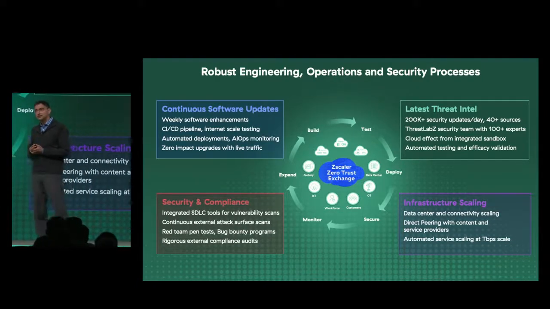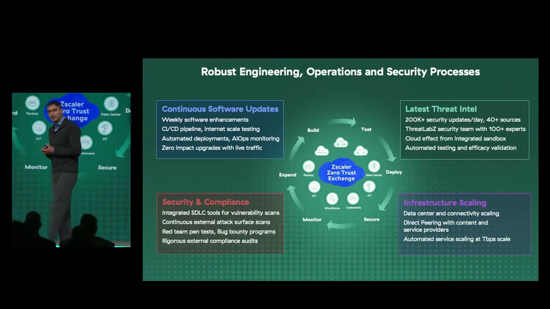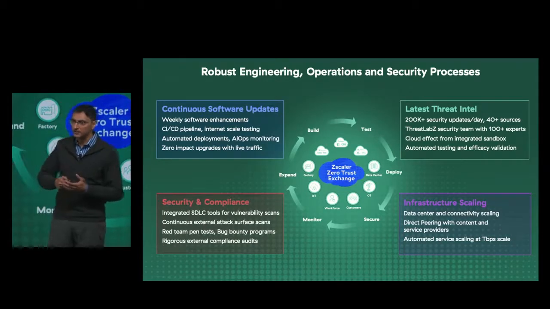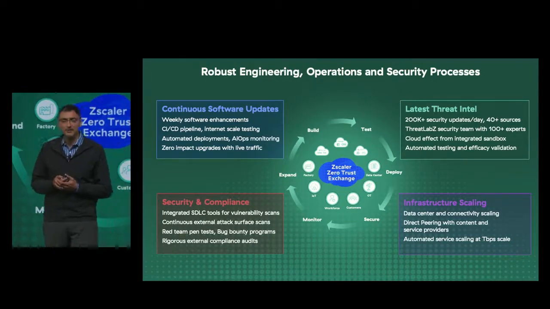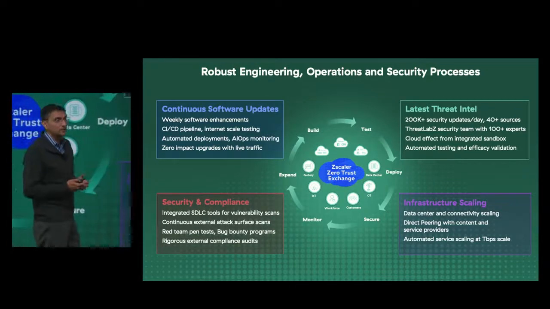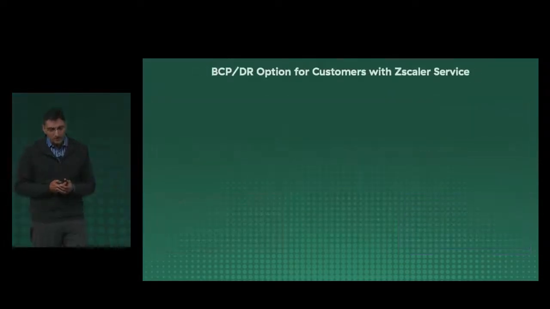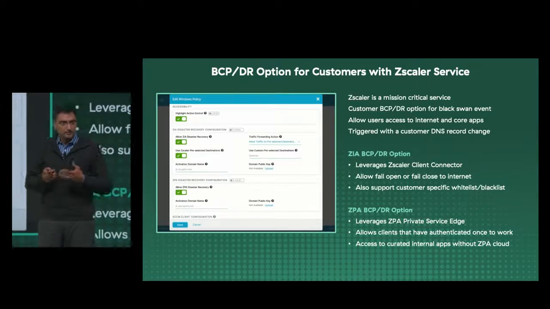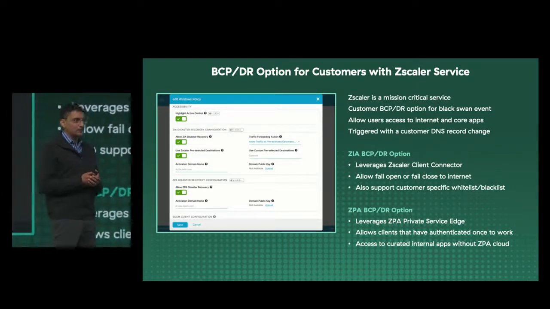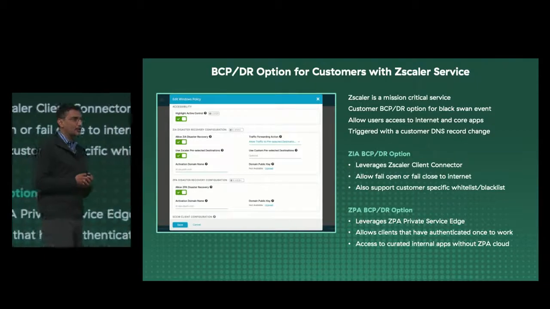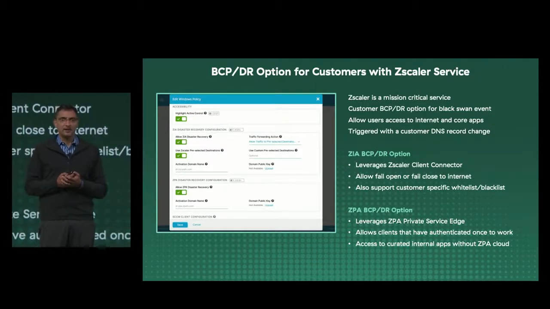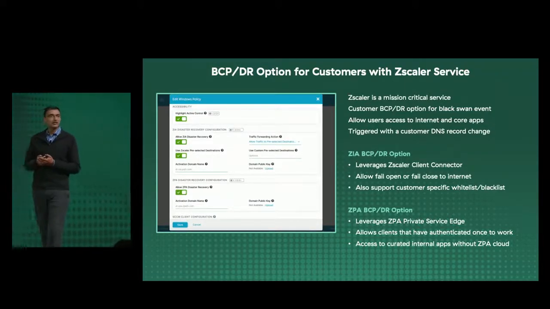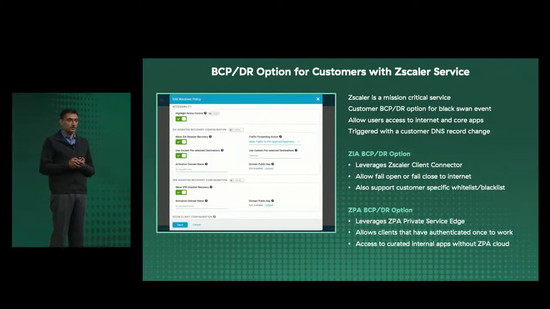Now, having said that, there could be black swan events. And we would like our customers to have what I call, in case of emergency, break glass, and have the ability to continue business for a short time if there was a significant disruption. So we are working on, and you will shortly see, a feature which we call Zscaler BCP/DR, business continuity. It essentially allows you to activate an option that will let you continue to access your internet and your core applications, even if the core Zscaler service was having a significant disruption.